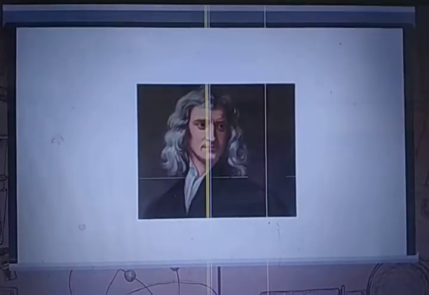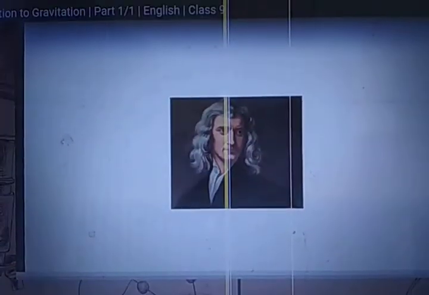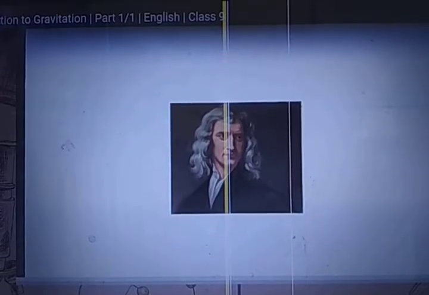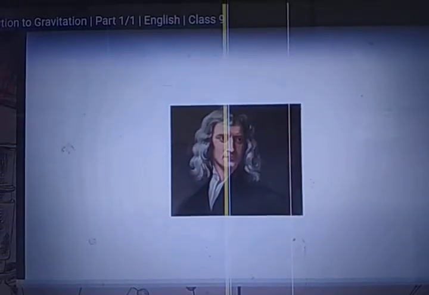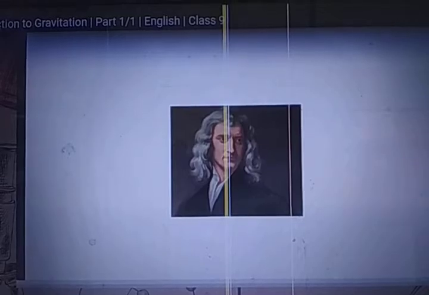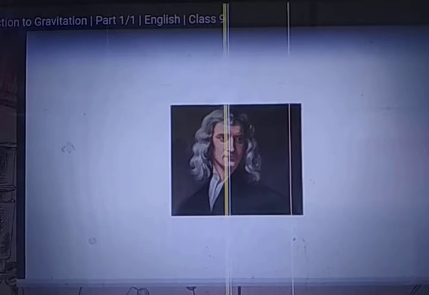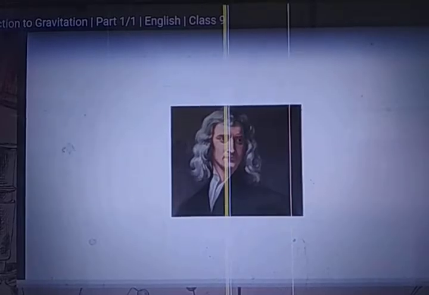Sir Isaac Newton observed that the Earth, besides attracting small objects near its surface, attracts the planets and other heavenly bodies away from it. He further assumed that the force of attraction exists between all objects, big or small, not only on the surface of the Earth.